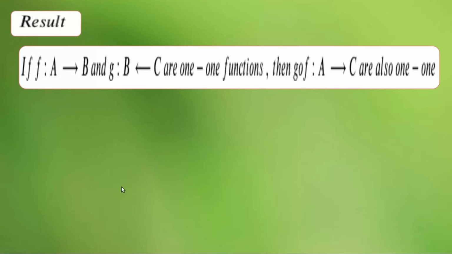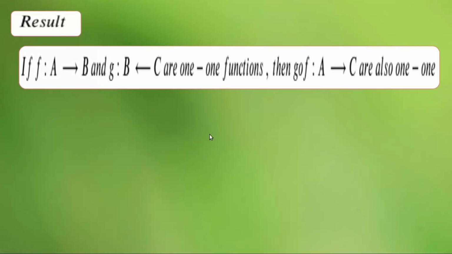If f from A to B and g from B to C are 1-1 functions, then their composition g composition f is also 1-1 from A to C.